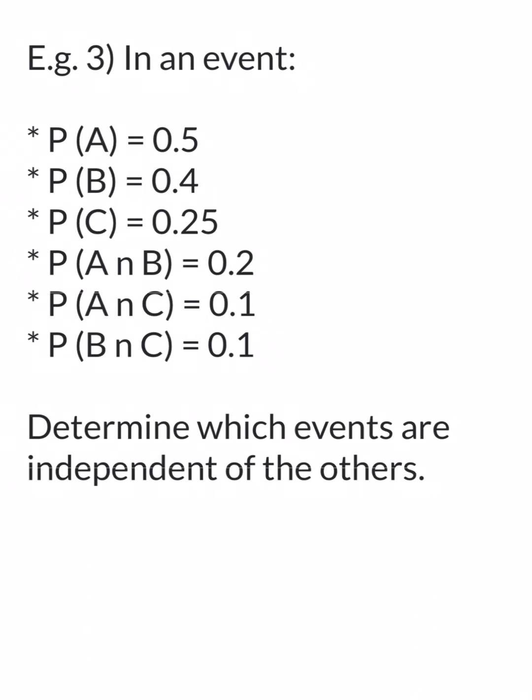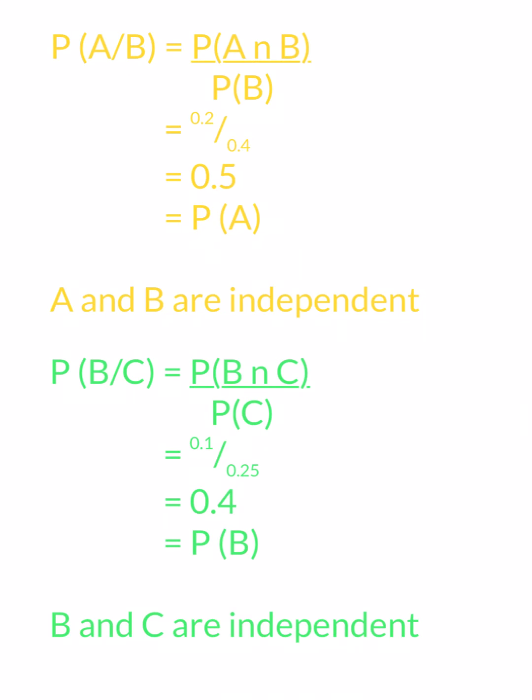So we're going to use our formulas. The probability of A given B, so the probability of A intersection B over the probability of B, is 0.2 over 0.4, which is 0.5, and that equals P of A. So using our rule, A and B are independent. The probability of B given C, the probability of B intersection C over the probability of C, is 0.1 over 0.25, which is 0.4, which equals the probability of B. So B and C are also independent.